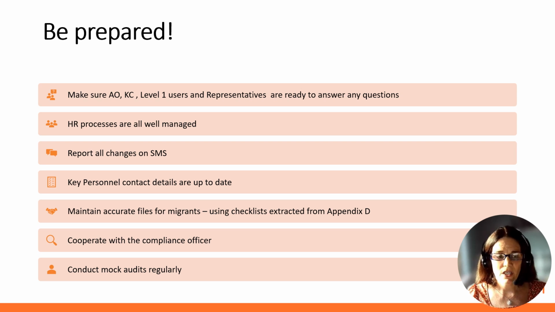So my key message here is be prepared if the Home Office come calling. Make sure the authorising officer, key contact, level 1 user and any representatives are ready to answer any questions and have easy access to information and documents retained for sponsorship. Make sure there are robust HR processes in place and they're all well managed. Make sure all changes are reported on the sponsorship management system in relation to the organisation and any migrants. Make sure key personnel contact details are up to date.